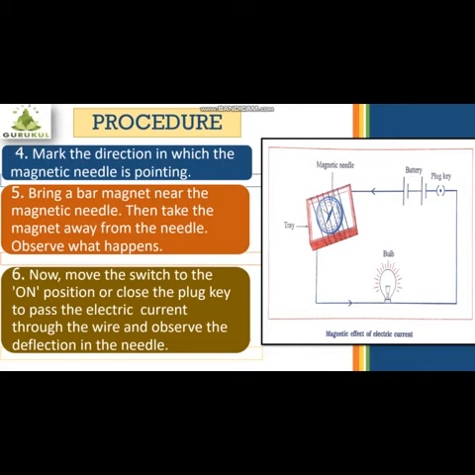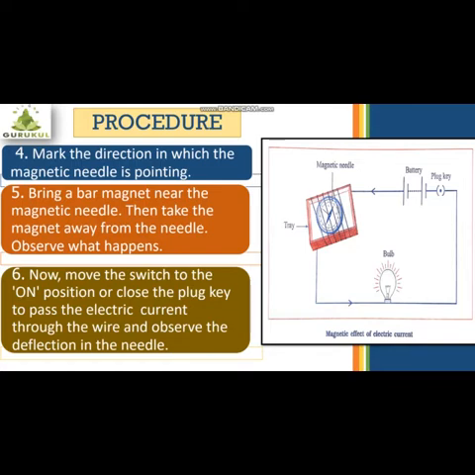Sixth step. Now move the switch to the on position or close the plug key to pass the electric current through the wire and observe the deflection in the needle. Point number 6 will be, now I will move the switch to the on position. I will switch on or close the plug key. Once I switch on, electric current will pass through the wire, and now I will observe the deflection in the needle. I will see if anything changes.